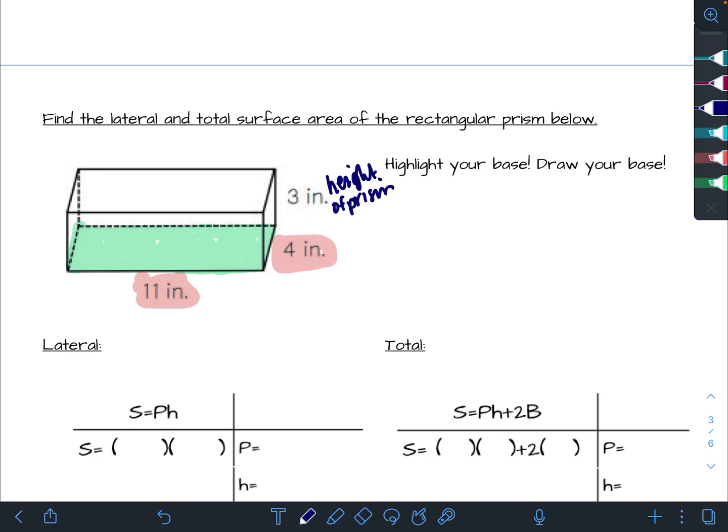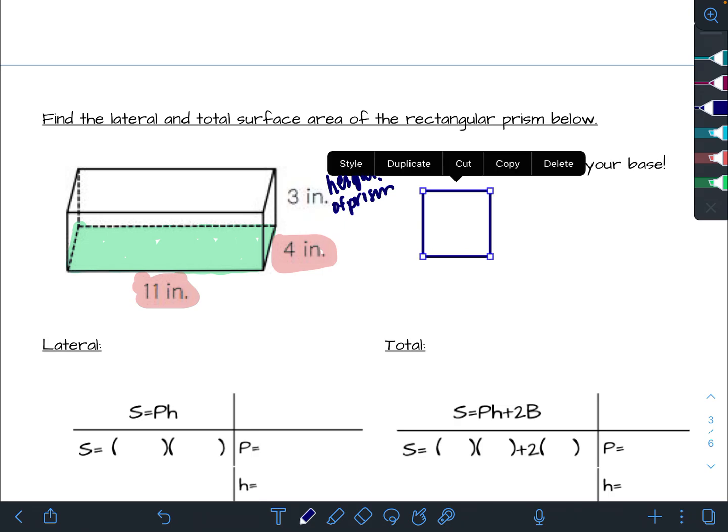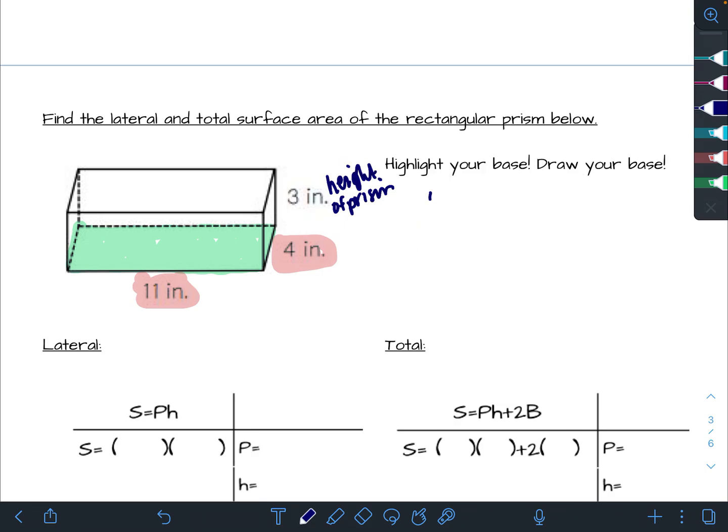So if I draw my base, that's not a very good one because it doesn't look anything like it. If I draw my base here, I have 11 and 4. So if I want to find the surface area, for my formula I need to know the perimeter and I need to know the area.